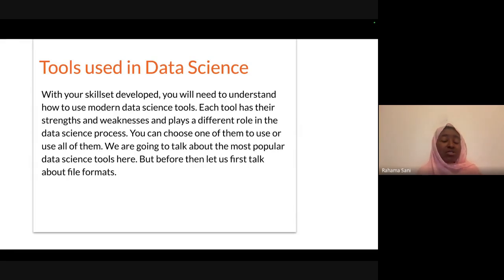So assume now that you have all the tools needed for data science. You know maths, you know statistics, you understand how databases work and all. But you still can't do your job manually. So you need to understand how to use data science tools. Each tool has its strengths and weaknesses and plays a different role in the data science process. Everyone has their preference, and you just choose whichever one works for you. As far as what you choose can do your job for you, it's fine. We are doing Python in this course, but it's not necessary that you use Python for your data science career. There are different tools you could use, and it's fine.